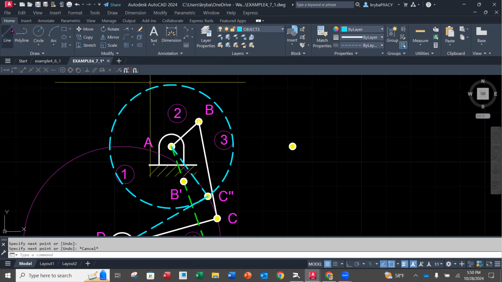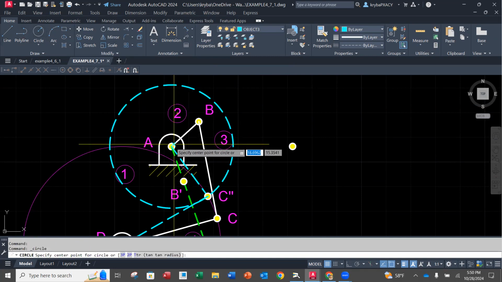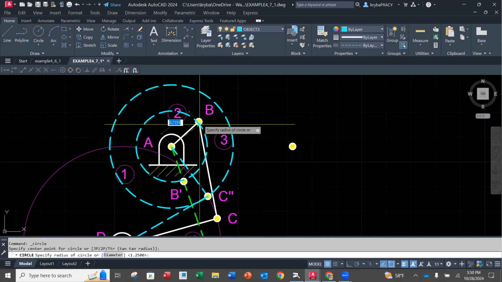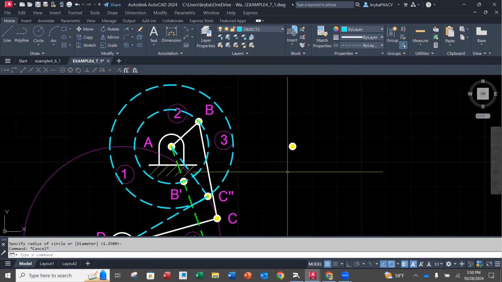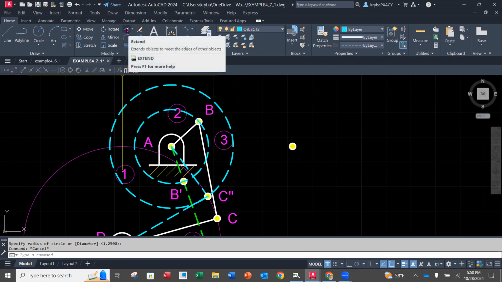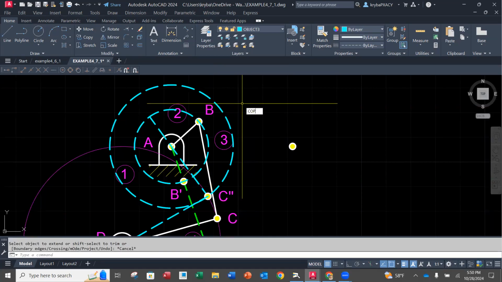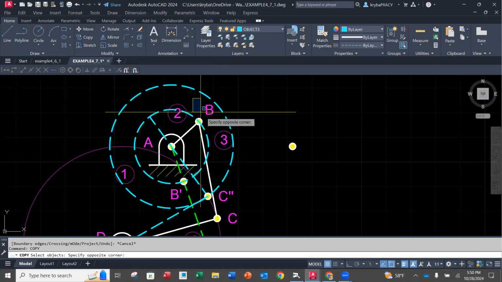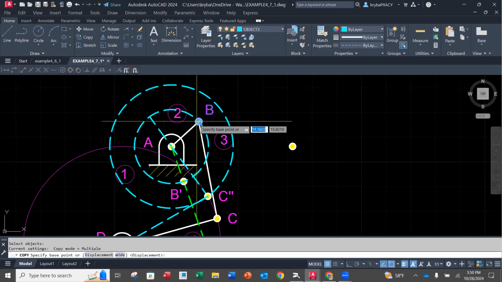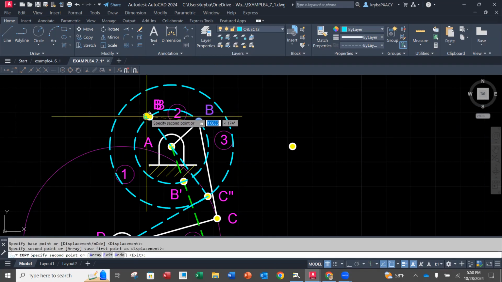So I am going to grab a radius, circle center at A, radius at B. And now I'm going to use that extend function again under trim. And I'm going to extend this until it gets to that outside radius. And now my new position for B prime prime is going to be over here.